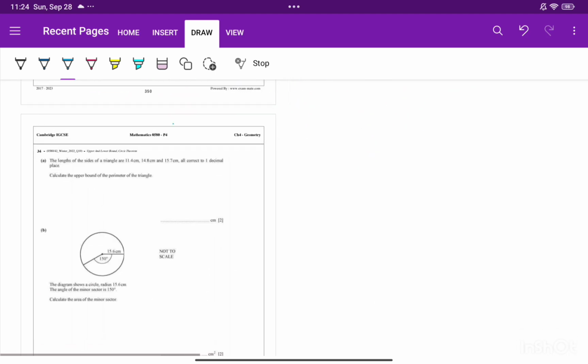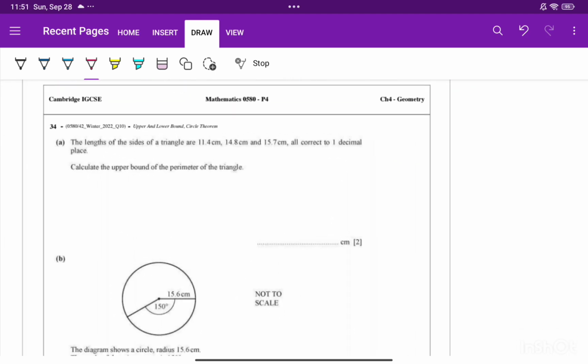Let's move to the next question. Question number 34 has been taken from the October-November 2022 question paper. The lengths of the sides of a triangle are 11.4, 14.8 and 15.7, all correct to one decimal place. Calculate the upper bound of the perimeter of the triangle.